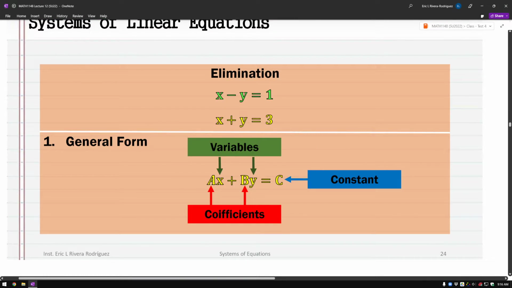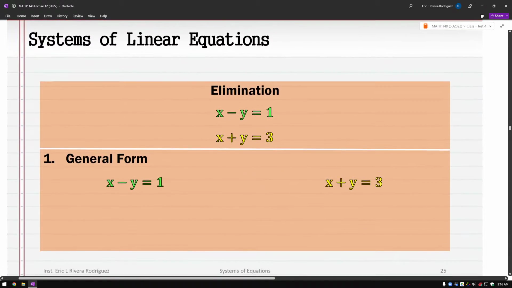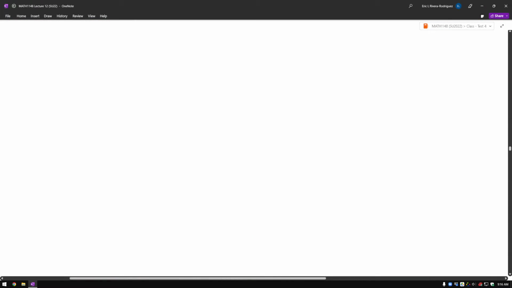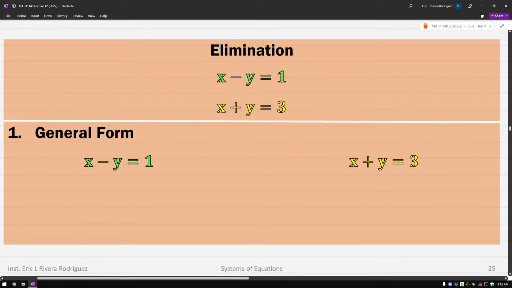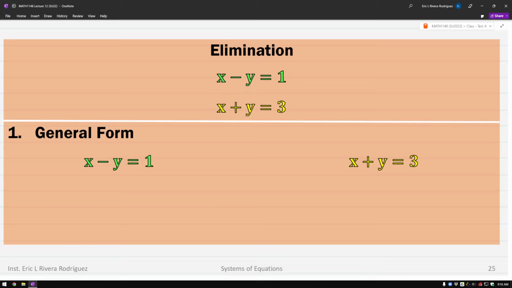Okay. So let's see how we are going to do that. So we have our two equations. What I'm going to do is rewrite my equation into general form. For example, we have two terms here. What is the coefficient of this first term? What is the value of the coefficient?